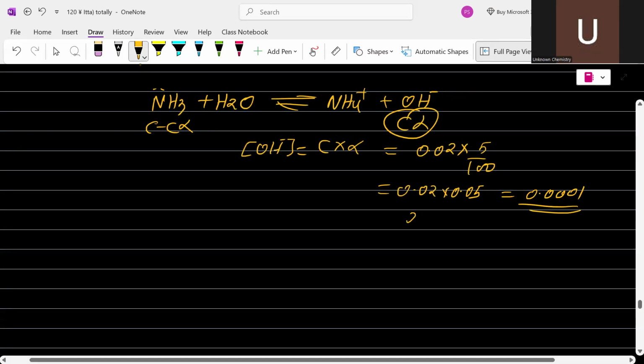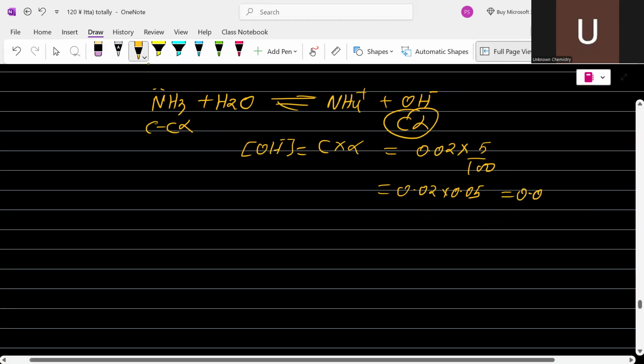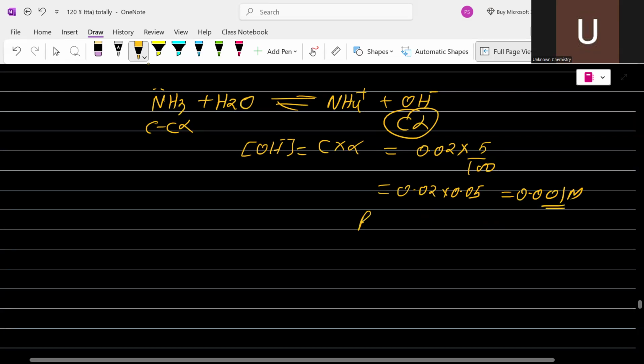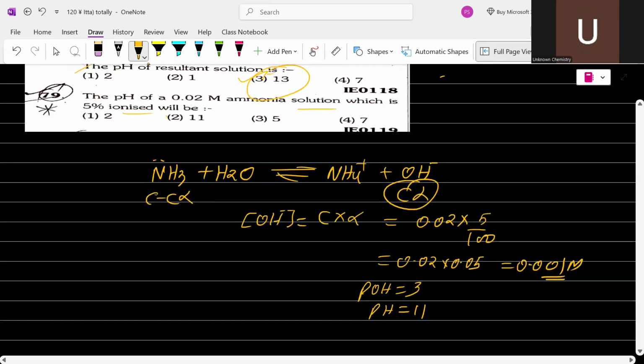Right. If I have 2 into 5, it will become 10 into 10 raised to power minus 4. So 0.001 molar. So pOH will be 3. So pH will be 11. So this answer is 11.